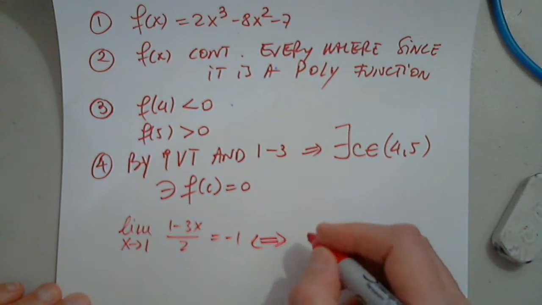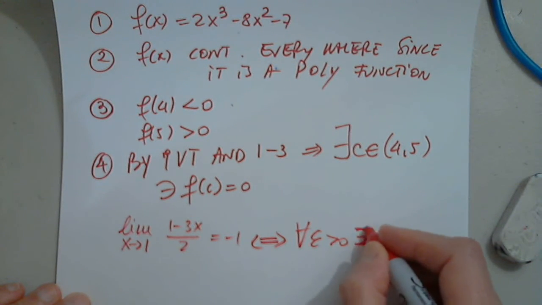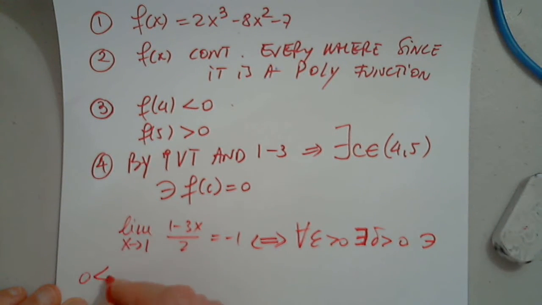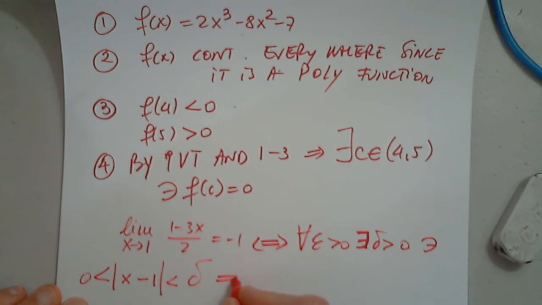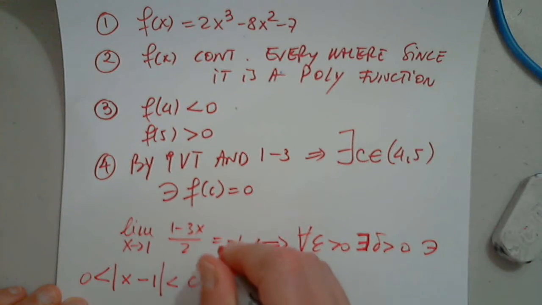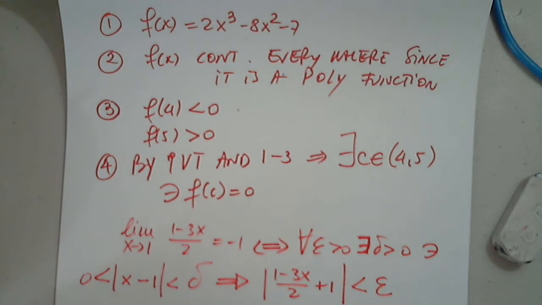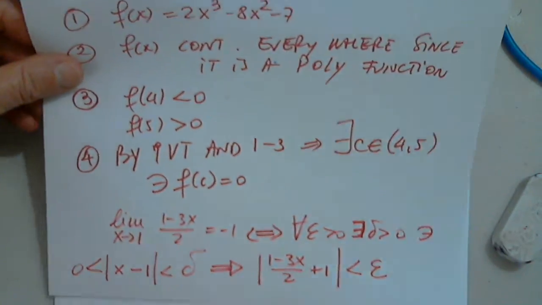to write a definition. For every epsilon positive, there exists a delta positive such that every time I pick x close to 1, this will always imply that the function (1 minus 3x) over 2 minus negative 1, which is positive 1, is less than epsilon. So this is what I have to write first thing. Then I start here and hope to get that.